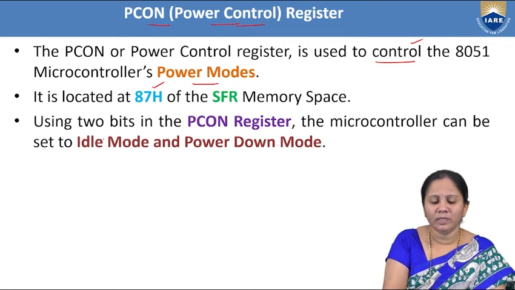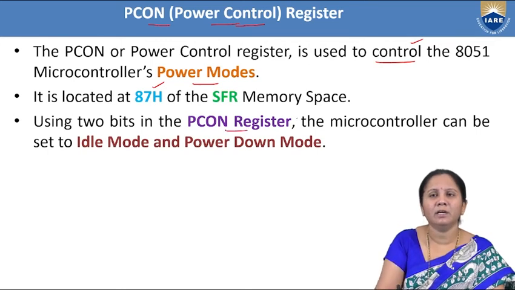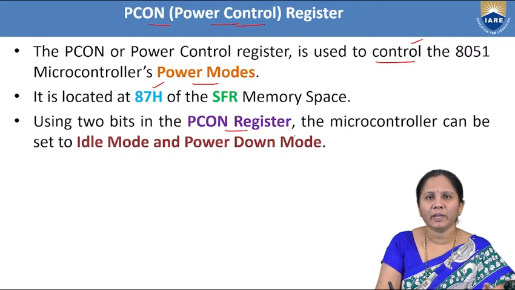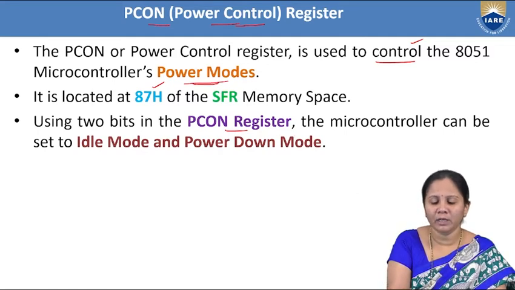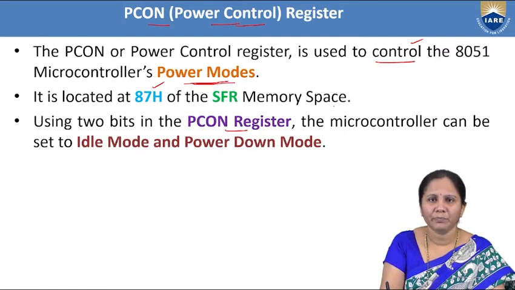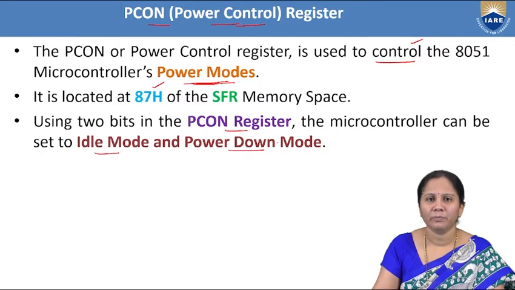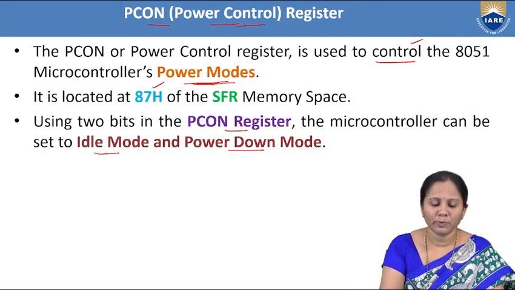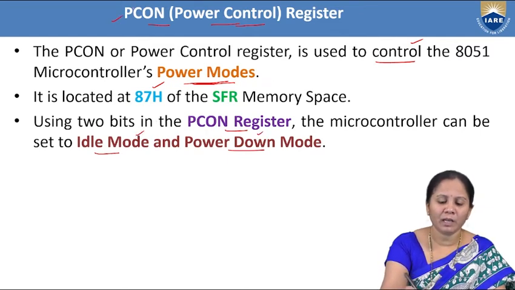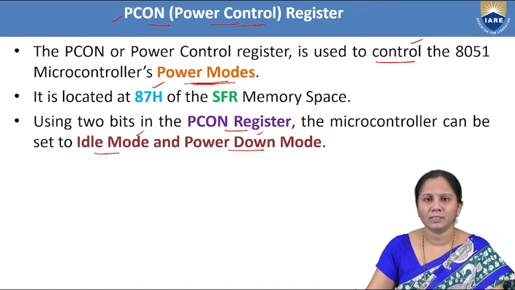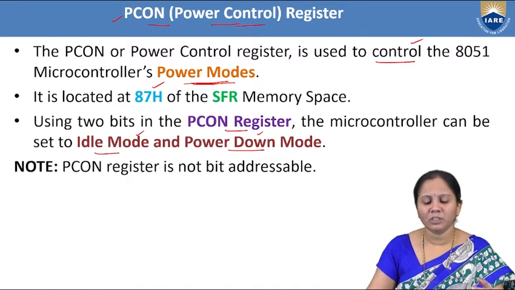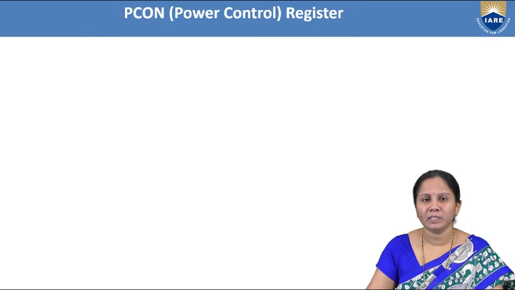Using 2 bits in the PCON register, the microcontroller can operate in 2 power modes. The 2 power modes are idle mode and power down mode. Whether the microcontroller should operate in idle mode or power down mode is set with the help of the PCON register. And this PCON register is not a bit addressable register.